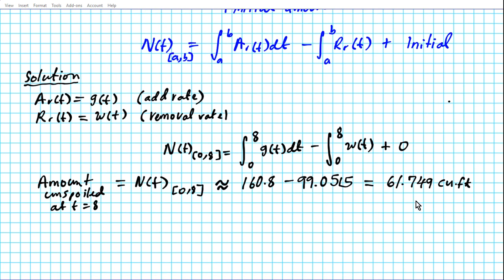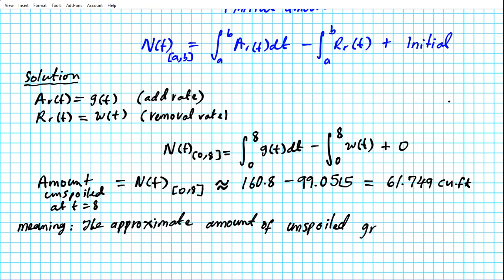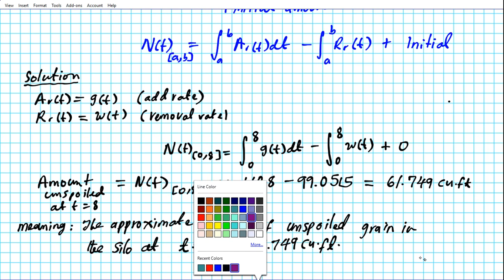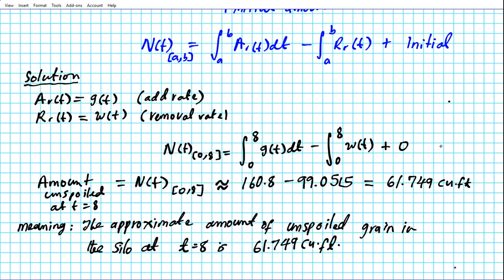Let's write down what the answer means. The problem doesn't ask for it, but let's write it down just in case in the future you're asked to state the meaning of this. The approximate amount of unspoiled grain in the silo at t equals 8 is 61.749 cubic feet. So that's that. Now, scoring guidelines. How was this question scored on the AP exam 2018? Setting up the integral was 1 point, and getting the correct answer was another point. In this problem, you have a total of 2 points.